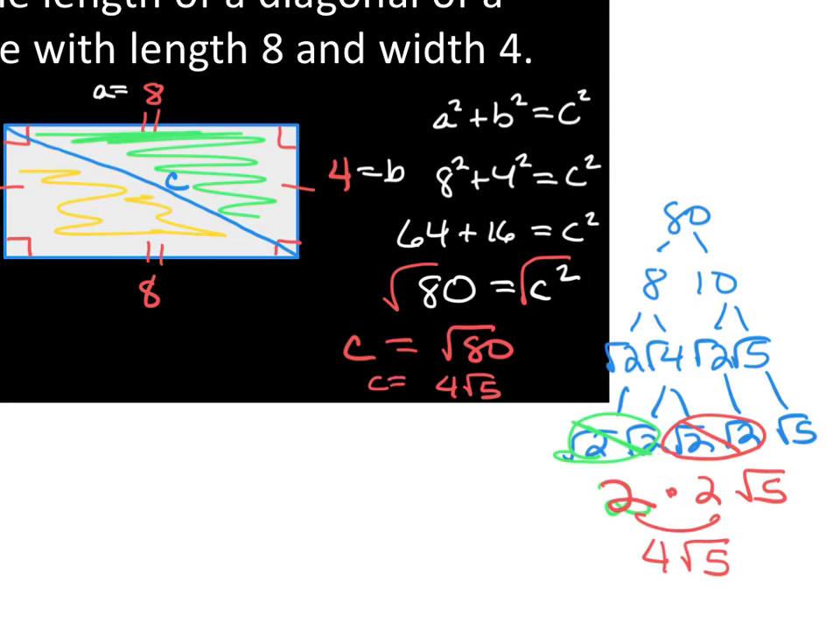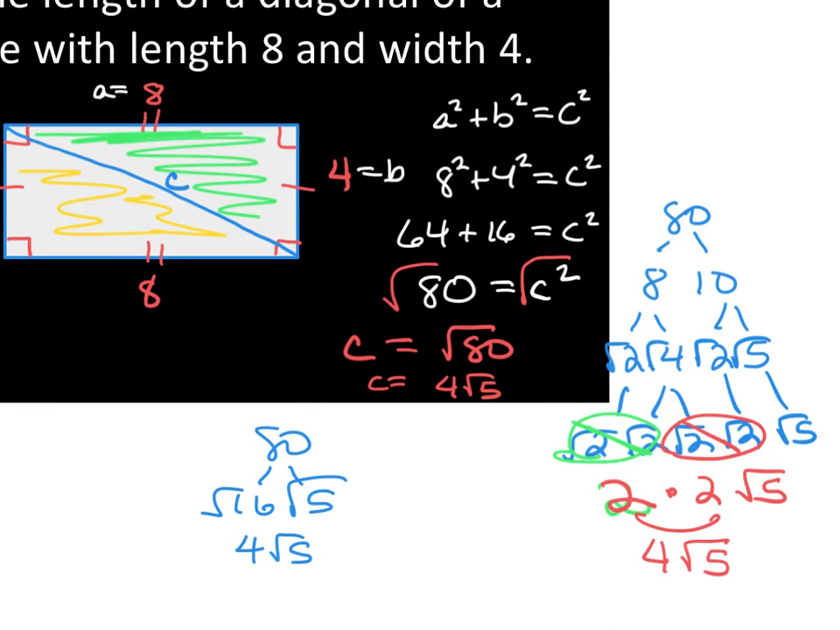Now, if you had realized that you could have also done 16 times 5, and that 16 is a perfect square, you could go right to the answer that way as well. The more practice you get with breaking down the radicals, the easier it will be, and you'll see the perfect squares hiding in there.